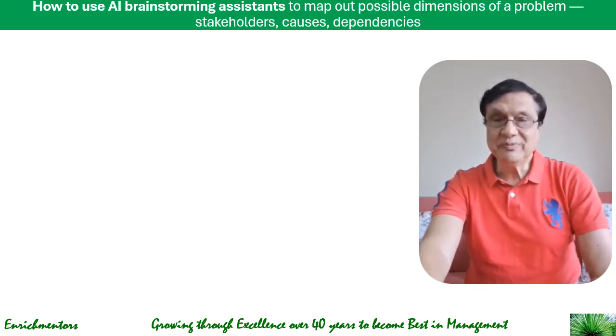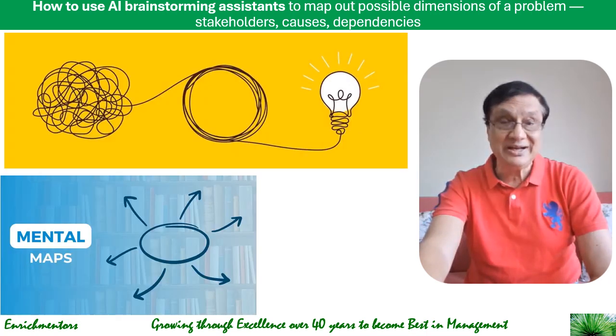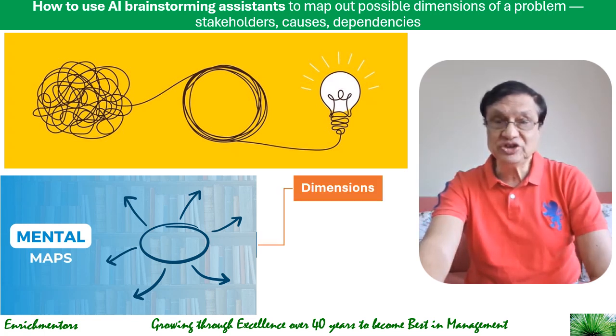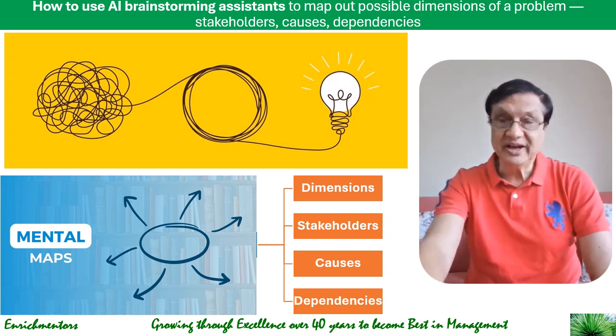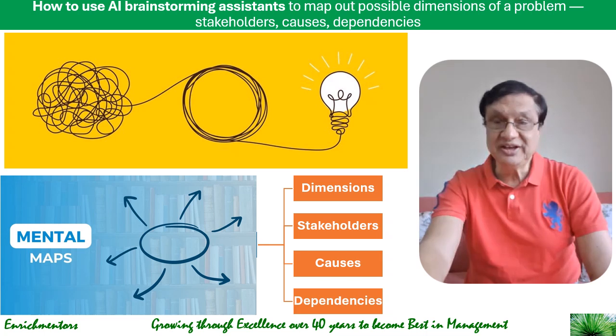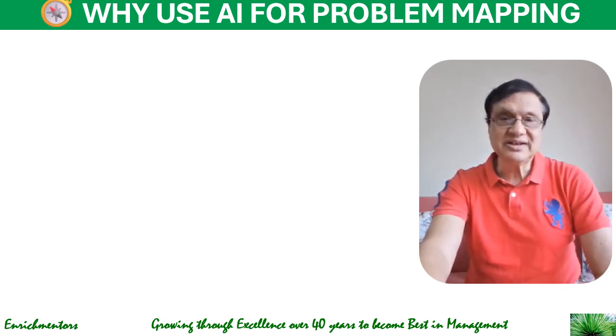It's one of the most powerful and practical ways to use AI for mastering complexity, by turning a messy, unstructured problem into a clear mental map of dimensions, stakeholders, causes, and dependencies. Let's take a look at the steps that we can take, and let's also look at the real prompts and examples that you can start using immediately. Before we get into that, let's understand why use AI for problem mapping.